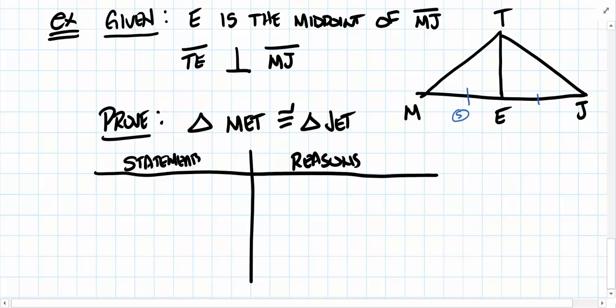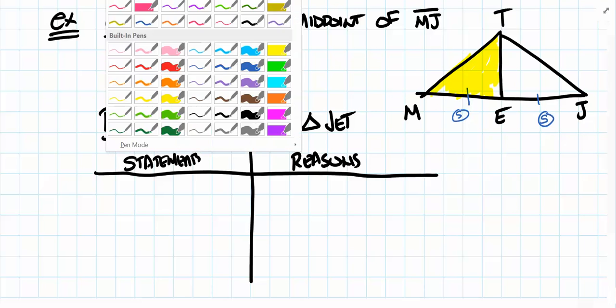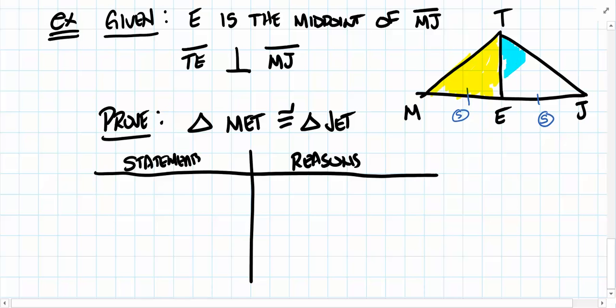So so far I have a side on each triangle, right? I'm trying to show, I also like to color them in, that the yellow triangle here is congruent to the blue triangle over here. That's what I'm trying to show. And so far I have a side for each one. What else do I know? What else have I been given here? In blue.